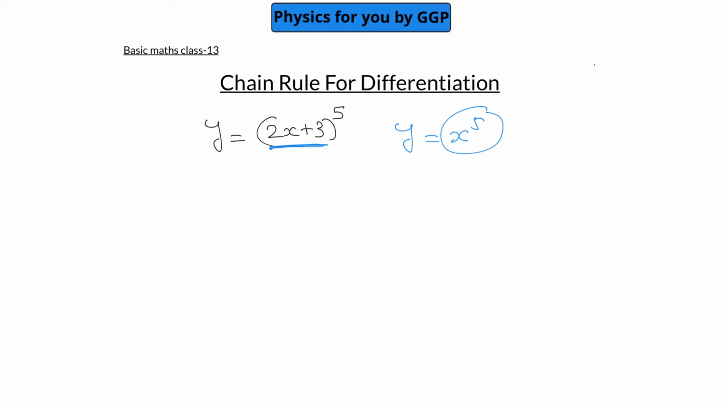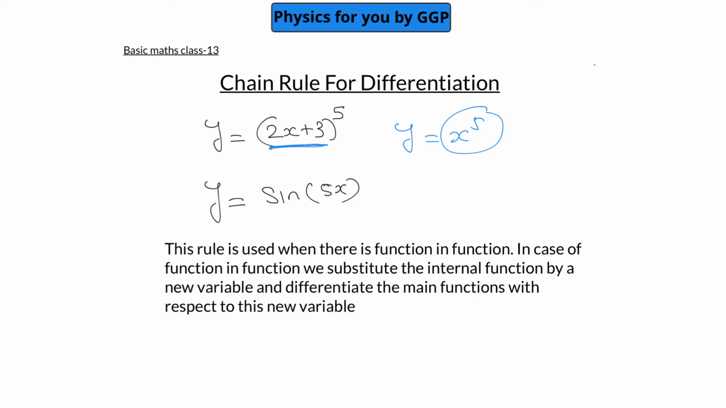I'll take one more example. If it is given that y is equal to sine 5x, and our aim is to find the value of dy by dx, just remember that the differentiation of sine 5x is not cos 5x. If it is sine x, then the differentiation is cos x. And if it is only 5x, then the differentiation is 5. But here sine 5x is a function inside another function, sine x. So this is another example of a function in function. In the chain rule, we'll discuss how to differentiate a function when it is a function in function.